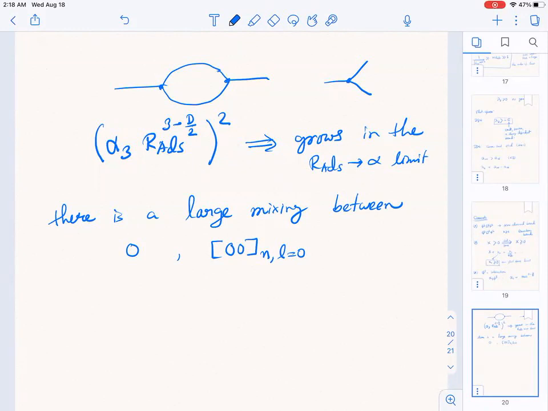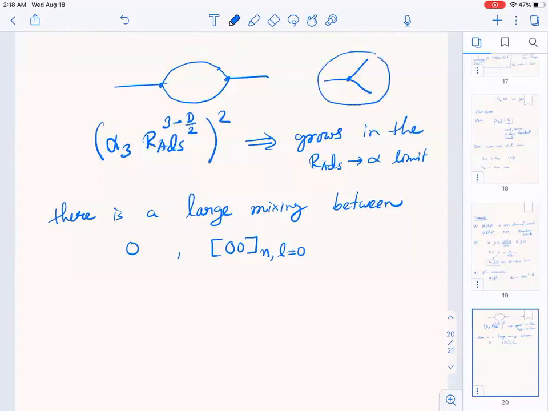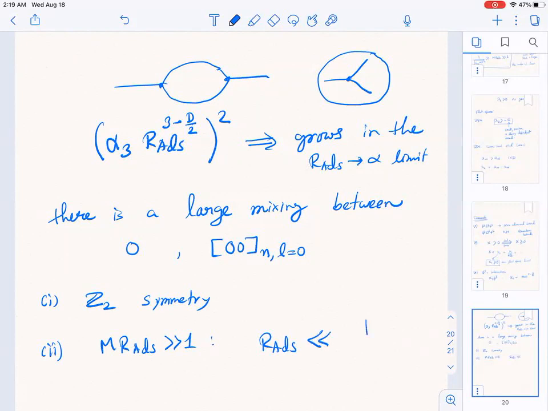So this interaction can make the analysis break down when R_AdS is too large. But this is not actually a real problem. It is a technical problem which can be avoided by taking the right combination of O and double traces. In any case, you can bypass this problem by starting with a theory with Z2 symmetry or any such global symmetry, such that this interaction is not there at all. Or the second obvious resolution is that the flat space limit should be taken such that R_AdS is large compared to the scale set by the cutoff scale, but small compared to the scale set by alpha 3.